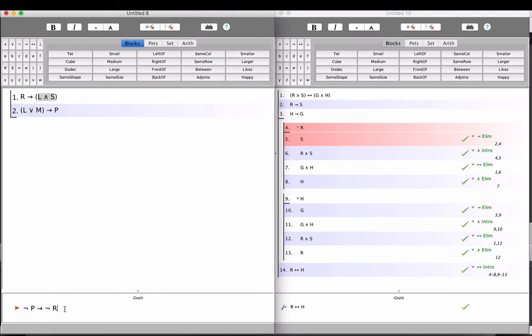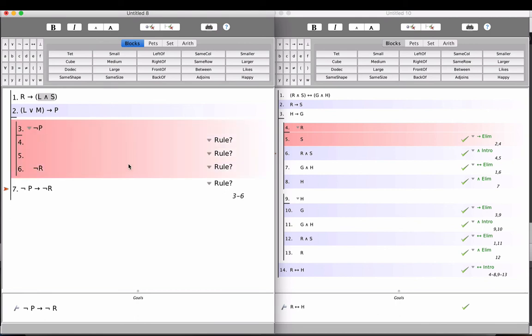Next, let's look at our conclusion. Our conclusion is a conditional. So our strategy should jump out at us. Let us set up conditional intro. Assume the antecedent of the conclusion, derive the consequent of the conclusion, exit the subproof so that we can affirm on the horizontal what we just proved on the vertical, namely, if I have not P, then I have not R.